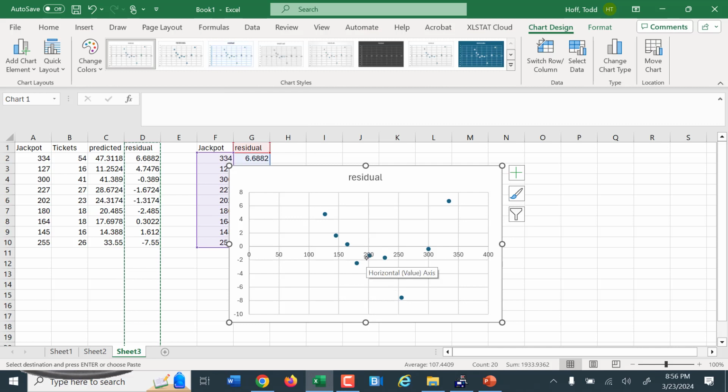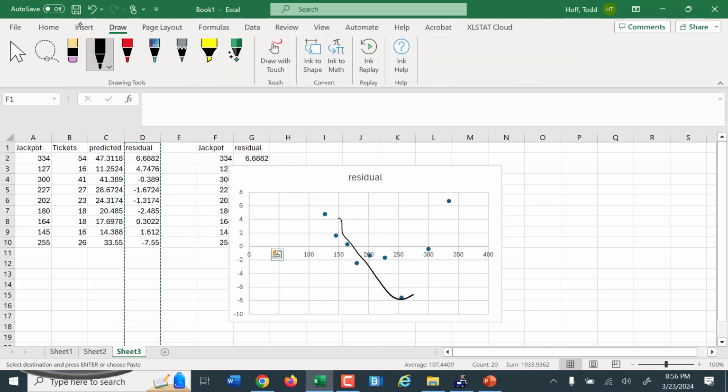Now I want two things. I want there to be no definite pattern. Now if you look really close, you might say, maybe it swoops up a little bit like that. But it's not really a definite pattern. And you want it so that the residuals are approximately the same size all the way along the graph. You don't want them to be way out there here, and all of a sudden get really close to the line for a ways, and then get way out there again.